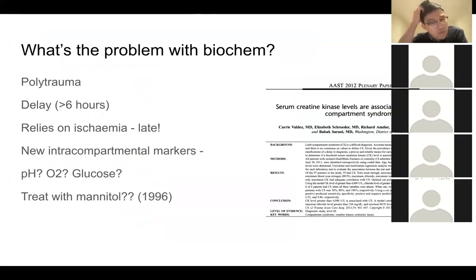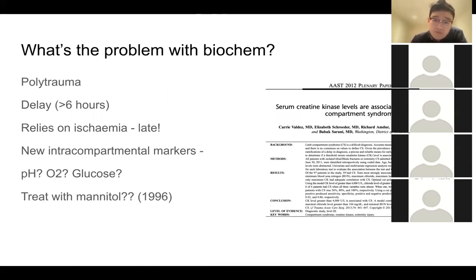What blood test can we use? The problem with CK, which is what probably most people will think is the first thing you should do, is that it is delayed by more than 6 hours. It relies on ischemic time. You can stick a probe in, and this is all research-based, to measure whether there's decreased pH, oxygen level, or glucose. There is a viva question in the MRCS where historically you could treat patients with rhabdomyolysis with mannitol, or at least get HDU involved.